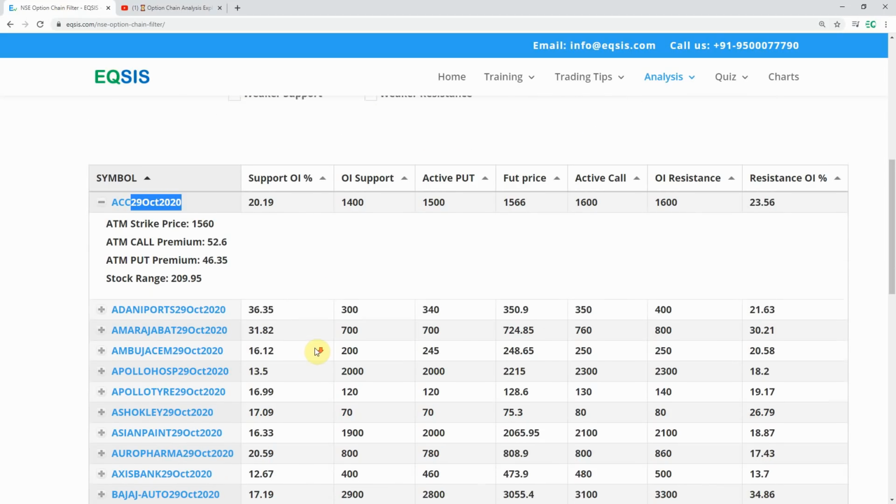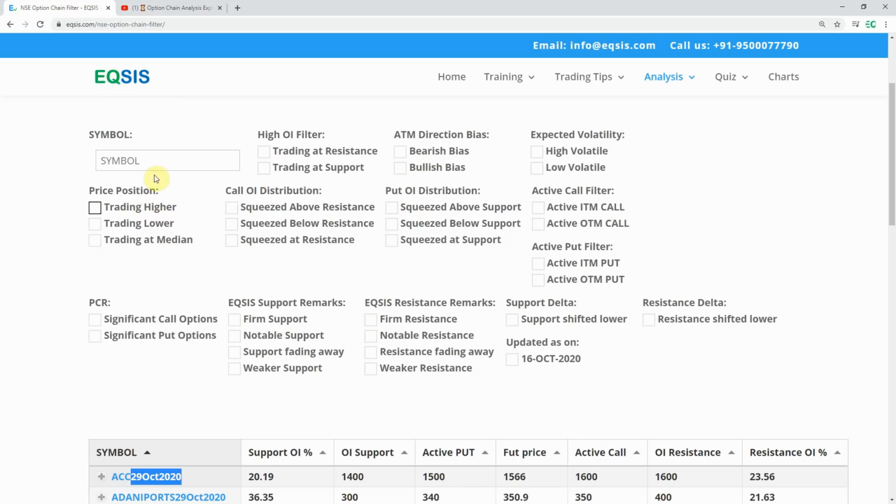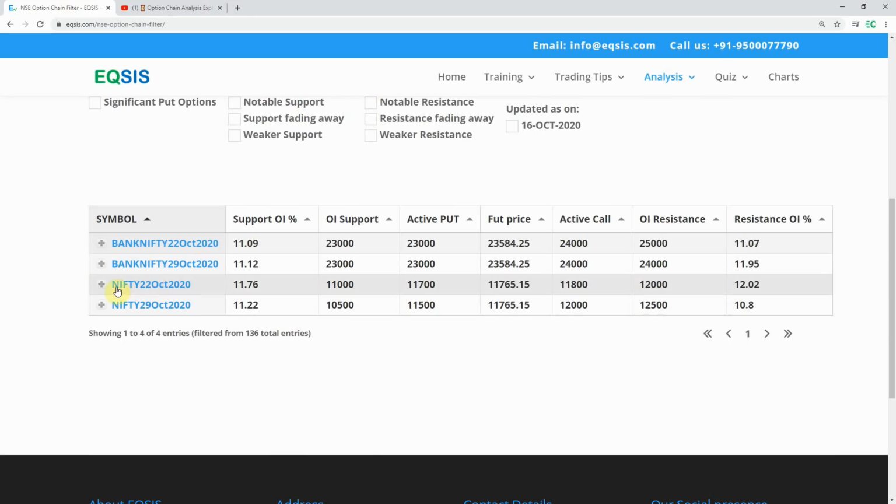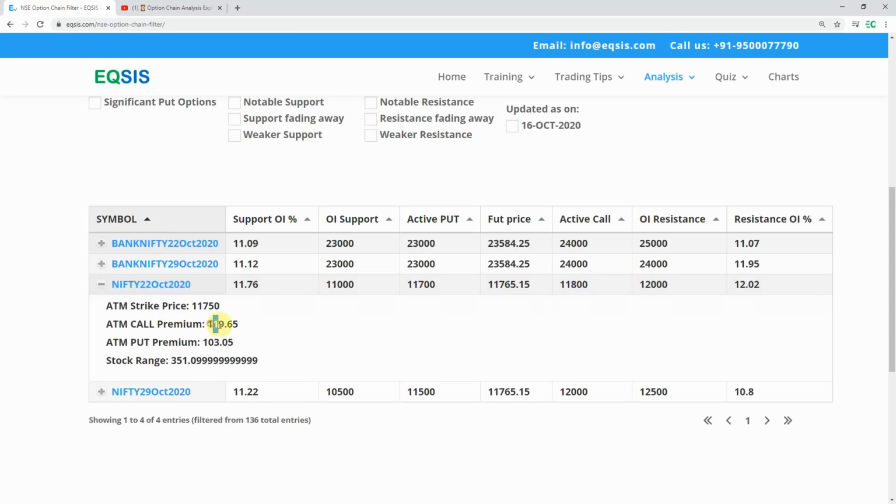And of course, if you wish to pick up the Nifty, let me take Nifty. If you get into Nifty, you can have Nifty and Bank Nifty in one filter. If I take 22nd October, you see the premium is 119 and 103. Adding up, I get close to 120, am I right?